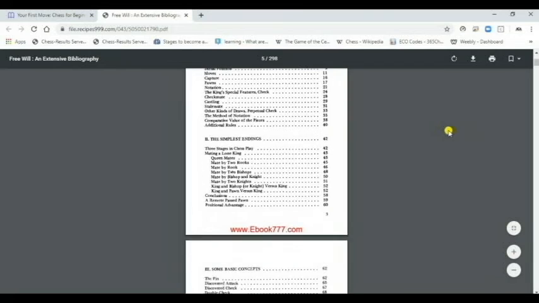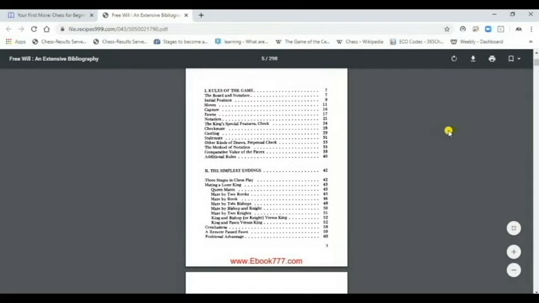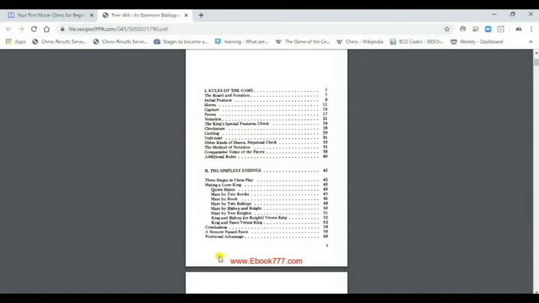See, rules of the game, the board and notation, initial position, moves, capture, pawns, notation, the king, special features, check, checkmate, castling, stalemate, other kinds of draws, perpetual check. There are so many things. Happily you can download this book and read it. And because it is downloaded, here you can see www.ebook777.com. You can find it here.